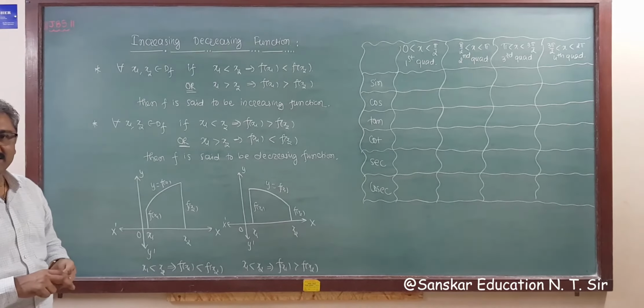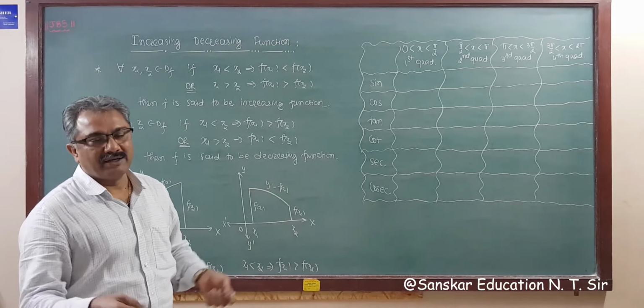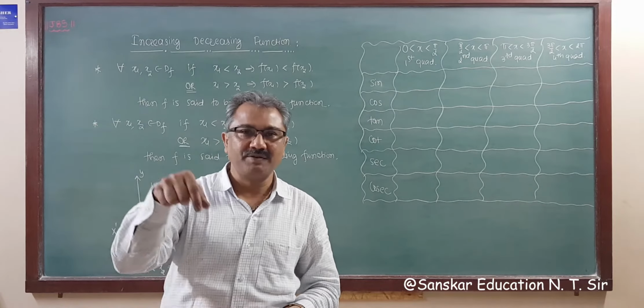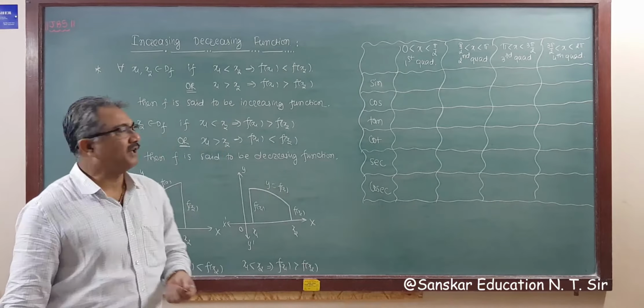So, if x1 and x2 belong to the domain of f, now you know what a domain is. Domain is that for which the function is defined, right? That is, domain is all possible values of x for which the function is defined. And range means take a value from the domain, substitute it in the function, and you will get your range, right?